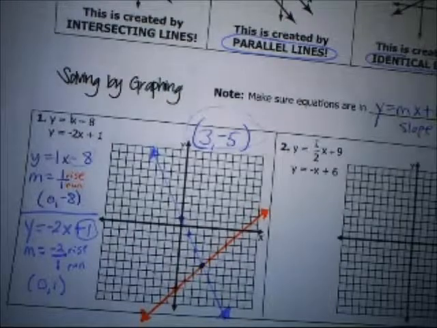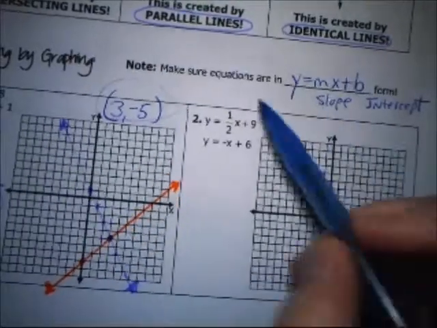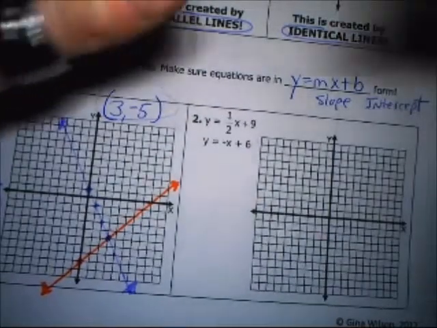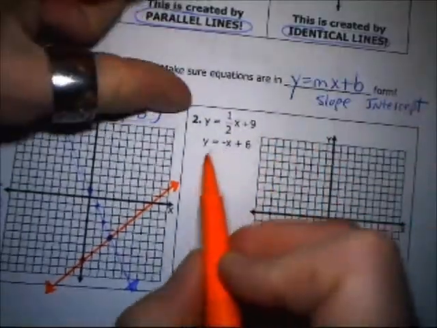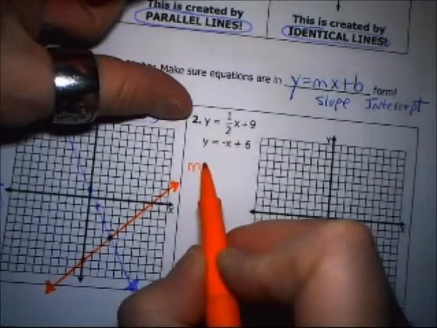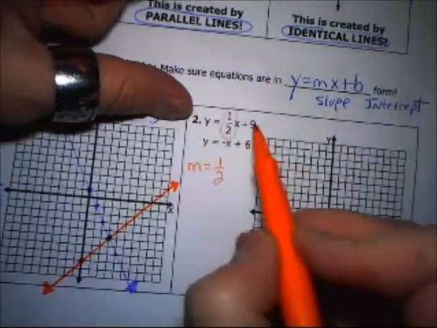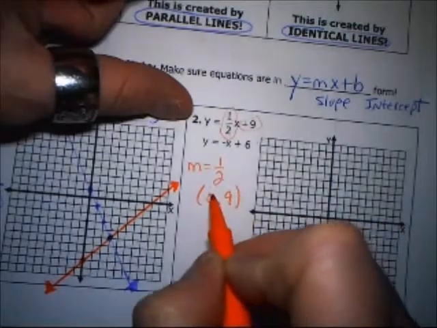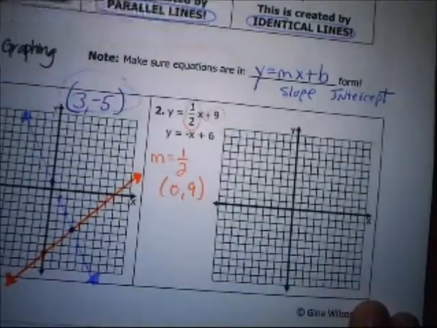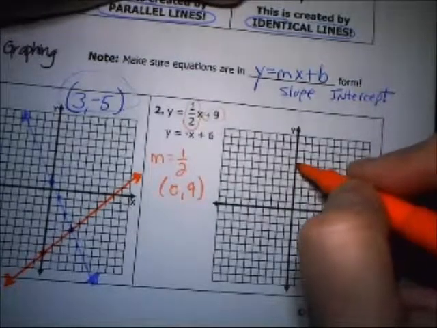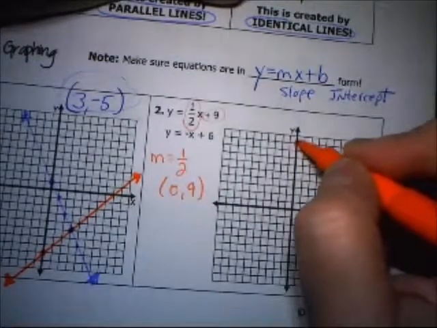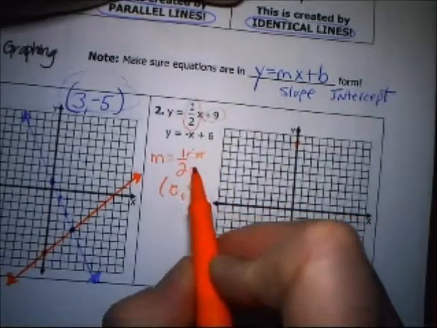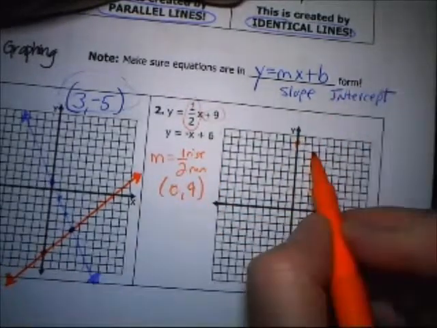Okay, if I go to number 2, I'll look at the first one, and the y is by itself, so this is written in slope-intercept form. So for the first equation, I know my slope is 1/2 because it's always with my x, and then the plus 9 represents my y-intercept. So I'm going to plot that point first. And then my slope tells me my rise over my run, so I'm going to go down 1 and right 2.